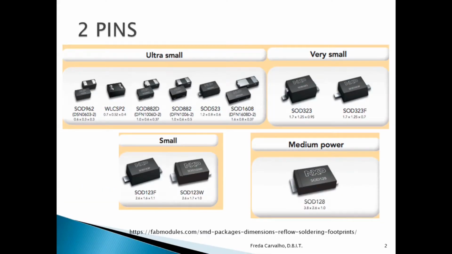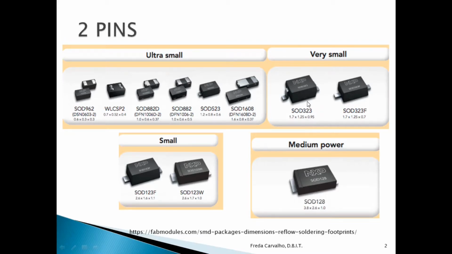So you are not unaware of these things. Here before you on this slide, I have taken it from the link below, fabmodules.com SMD packages. You can see the packaging style SOD, where you can find SOD 962, which is the ultra small packaging style. The dimensions here are given in mm. For the SOD 323, you can see 1.7 mm by 1.25 mm by 0.95 mm. So 1.7 mm is the length, 1.25 mm is the width, and 0.95 mm is the height of this device.